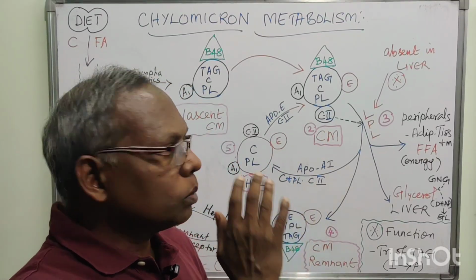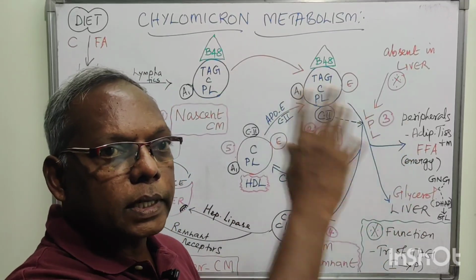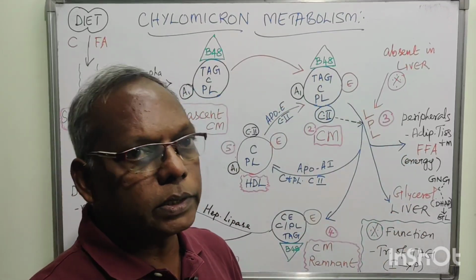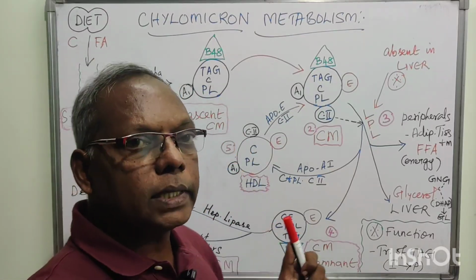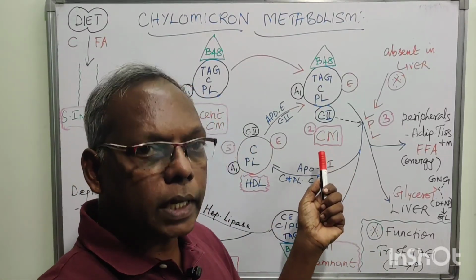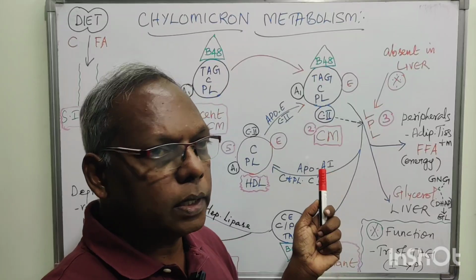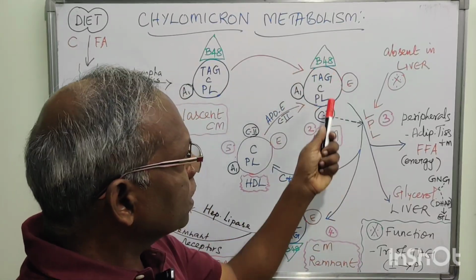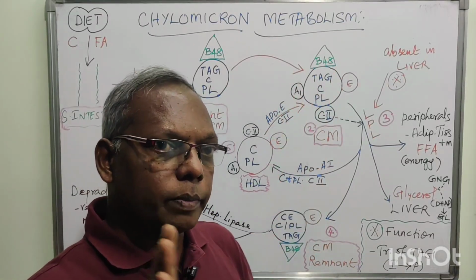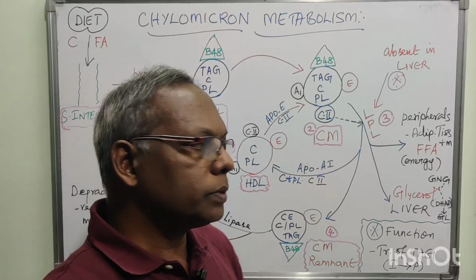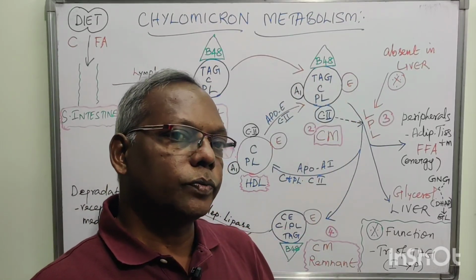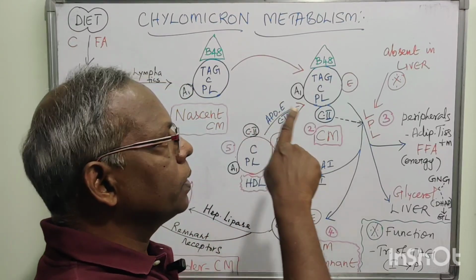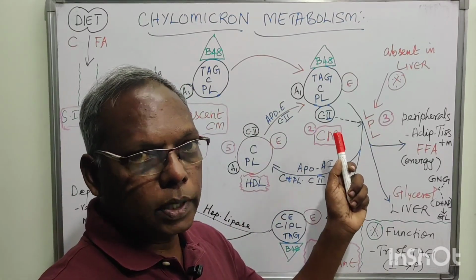Listen, don't worry about the diagram, don't get scared about the diagram. It is very easy. First one is intestine from diet, second is nascent chylomicron, third is chylomicron formation. Here the composition of chylomicron is the same: triacylglycerol, cholesterol and phospholipids, whereas the apolipoproteins increase to 4: A1, B48, E and C2, right?